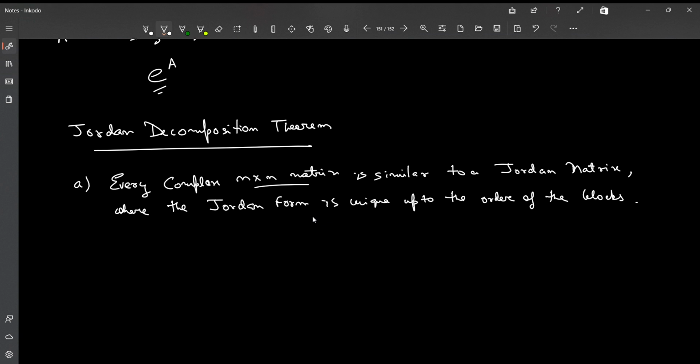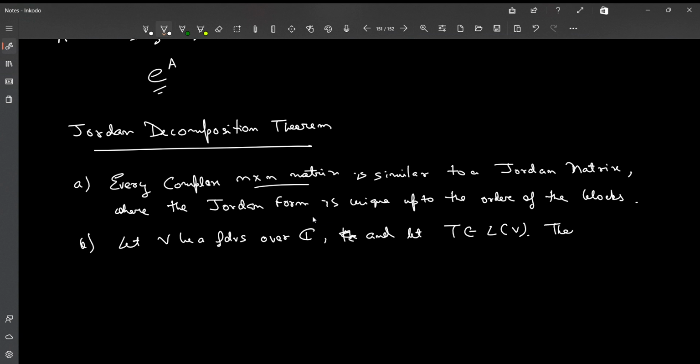Okay, and we can also define this from a vector space point of view. Let V be a finite dimensional vector space over C. Now we are talking about complex matrices, vector spaces over the complex field, just to keep the underlying field algebraically closed, so that we can talk about the existence of every eigenvalue. So let V be a finite dimensional vector space over C, and let T be a linear operator defined on V. Then there exists an ordered basis.